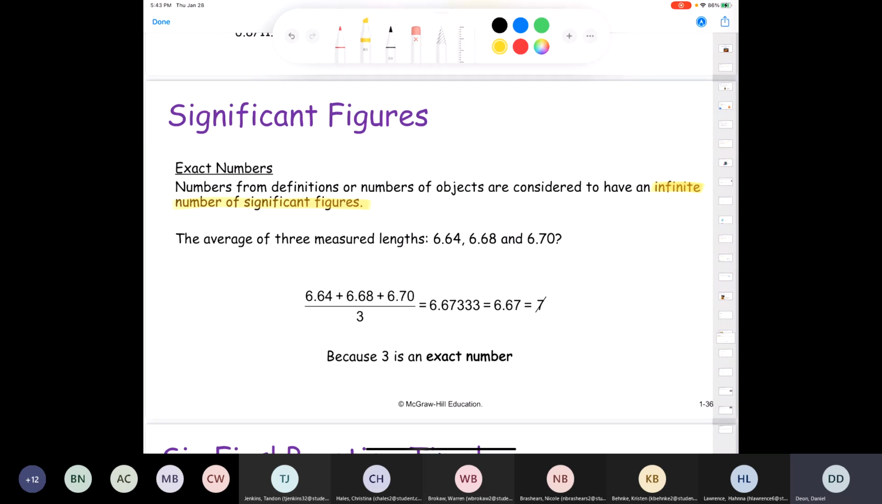There are 31 days in July. There's never going to be 31 and a half. There's always the same number of hours in a day, the same number of seconds in a minute, etc., etc.